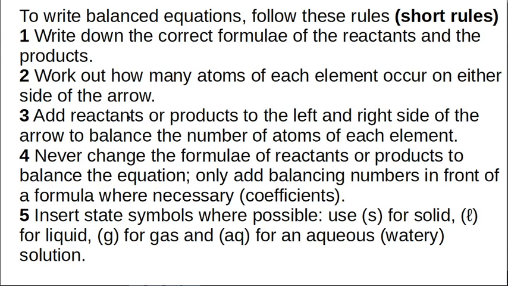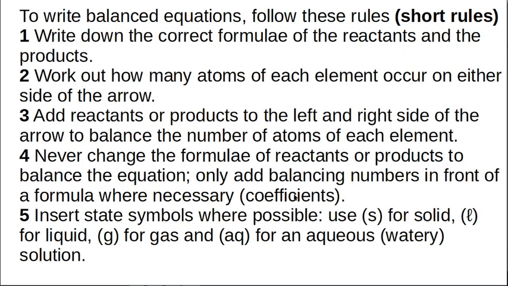Then you look at which side has more and which side has less. If you've got more reactants than products, you need to add to the product side until the reactants and the products are equal. And you use the coefficients. You never ever change the formula of the reactants or products. You only add the numbers in front of the formula, the coefficients.